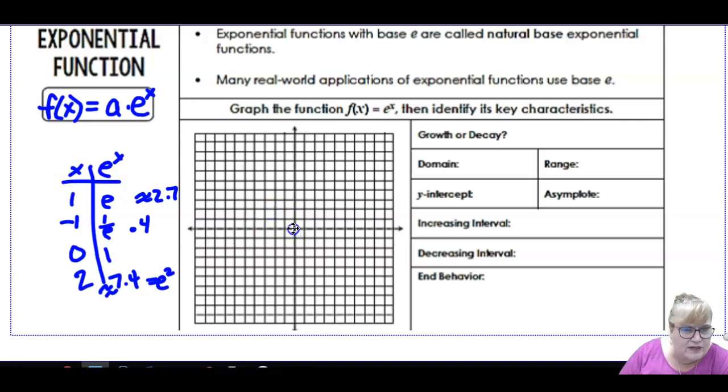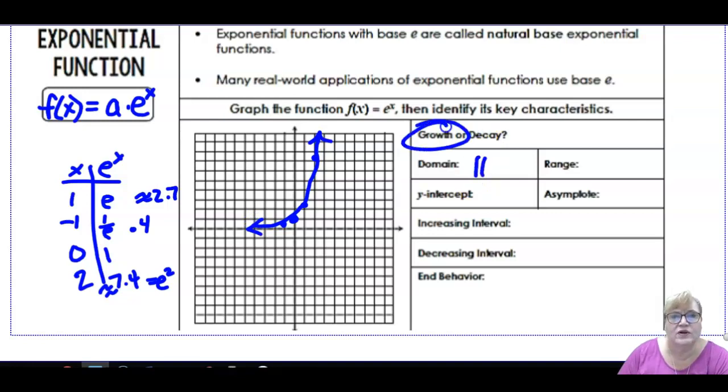All right, so it still has an intercept at 0, 1. At 1, it's almost up to 3. And at 2, let's see, 3, 4, 5, 6, 7.4. I don't know if I did that right. 1, 2, 3, 4, 5, 6, 7, and a little more. Okay, somewhere up there. And then going this way, it's getting smaller, just like 2 to the x, except it goes up a little faster because it's e.